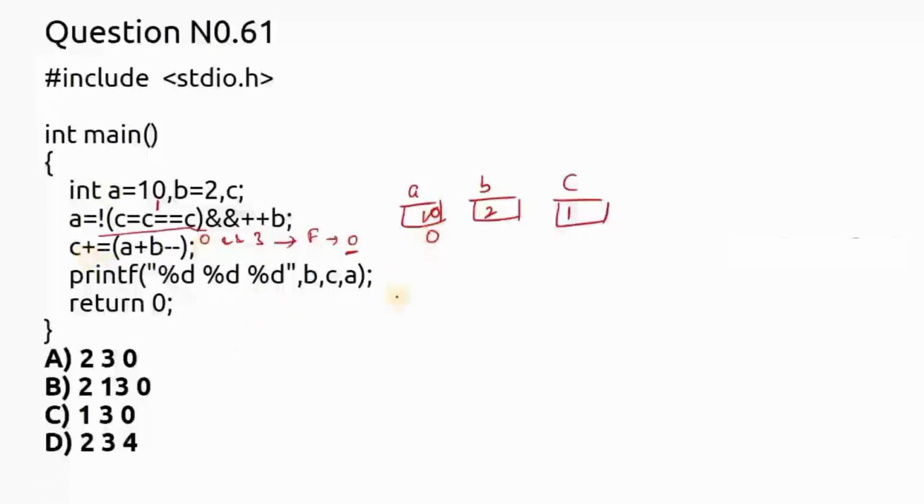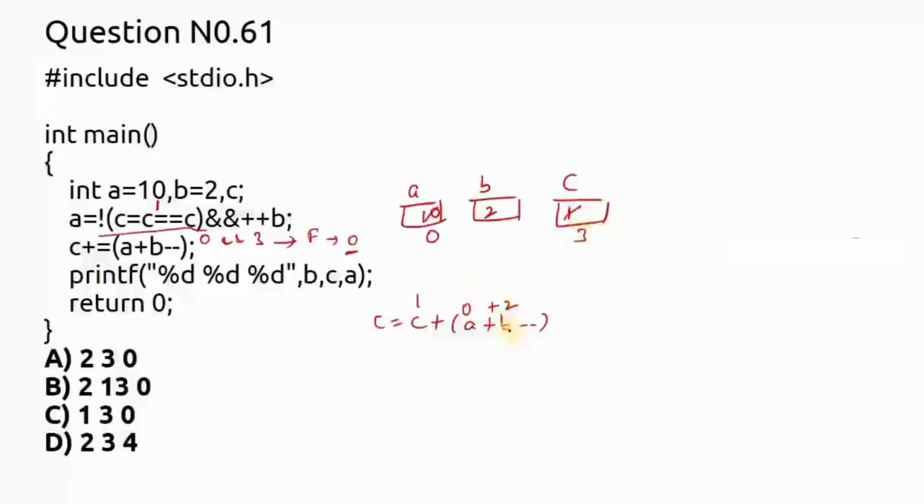Coming to here, C plus equals. What is C plus equals? It means C equals C plus A plus B minus minus. Of course, braces have the highest priority. In that, what is the A value? 0. And B minus minus is a post-decrement, so first it will consider the B value, which is 2. Then what is the C value? 1. So 1 plus 0 plus 2, which is 3. So 3 will be assigned to C.